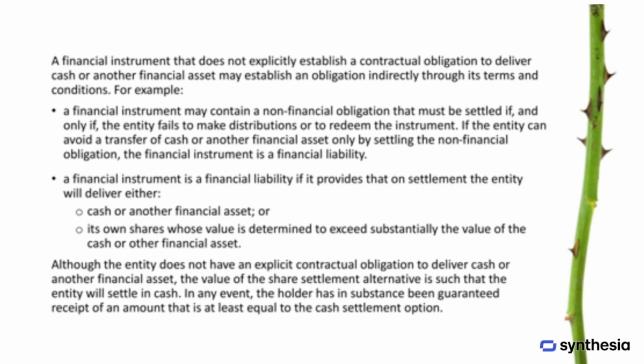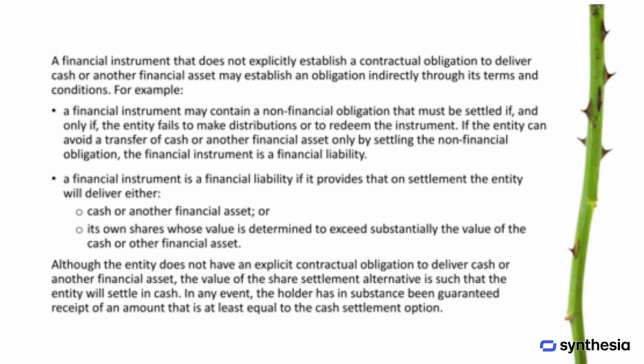A financial instrument may not explicitly require the issuer to deliver cash or another financial asset, but it can create an indirect obligation through its terms. For instance, if a financial instrument includes a non-financial obligation that must be fulfilled only if the entity fails to make distributions or redeem the instrument, and the entity can avoid delivering cash only by meeting that non-financial obligation, the instrument is treated as a financial liability.